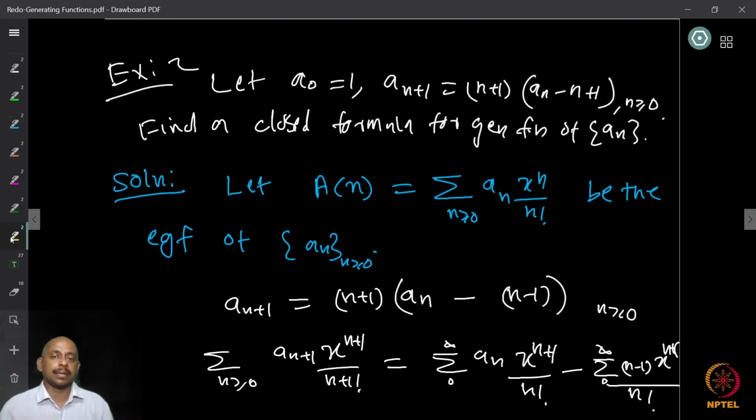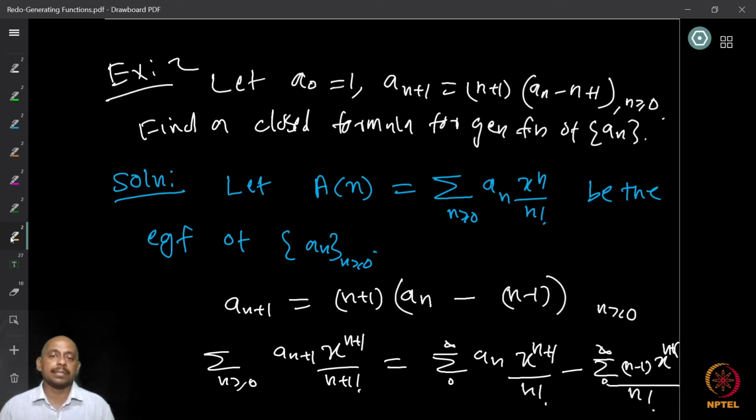Now let us take another example. Let's say a_0 is 1 and a_{n+1} is defined to be (n+1) a_n minus (n+1), for n greater than 0. Find a closed formula for the generating function for the sequence a_n. One can check the ordinary generating function does not work because we have this n plus 1 multiplying every time, so the coefficient grows very fast. So we will try to use the exponential generating function.